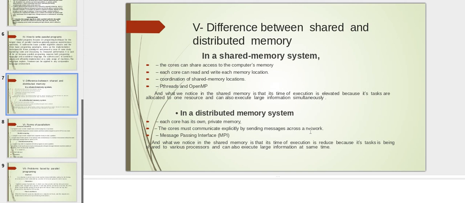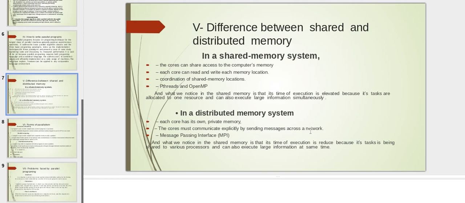I will move to a distributed memory system, in which we have so many machines which look as one, so they are kind of virtual. Some people may think we have just one machine, whereas we have a set of computers, and here each machine can access its own memory without interfering with the other. Like we said, each core has its own private memory where it can access and store its resources. The cores must communicate explicitly by sending messages across a network.